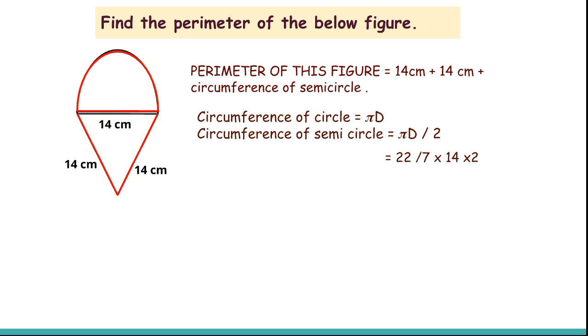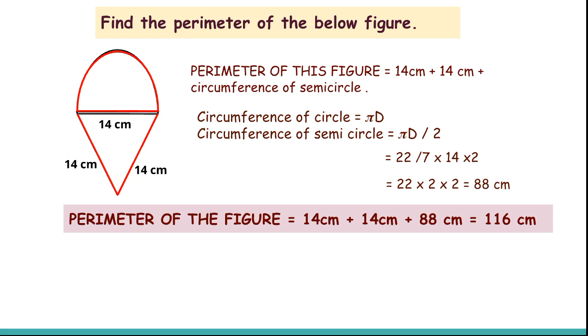Substituting pi value as 22 by 7 and the diameter as 14, we get 22 by 7 into 14 by 2, which is equal to 22 into 2 into 2, 88 centimeters. So the perimeter of this figure is equal to 14 centimeters plus 14 centimeters plus 88 centimeters, which is the circumference of the semicircle, gives you 116 centimeters. This is the perimeter of the figure.